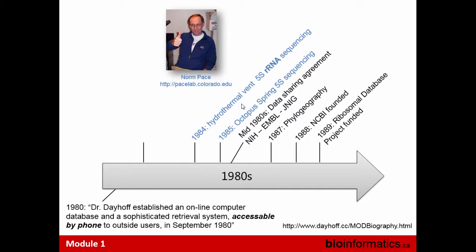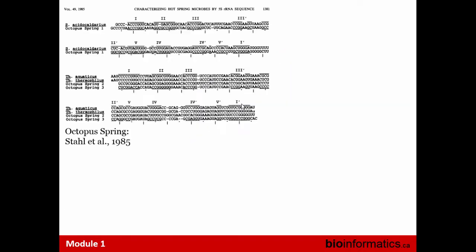The first data sharing agreement between NIH in the US, EMBL in Europe, and DDBJ in Japan, right? Let's mirror things, let's share the data, let's make it open. Thank you very much, right? Phylogeography, 1987, this certainly playing an important role in various environmental metagenomics. 1988 and 1989, Ribosomal Database Project funded, right? So they've come a long way.